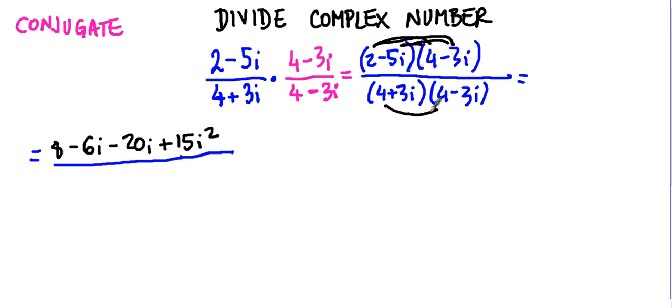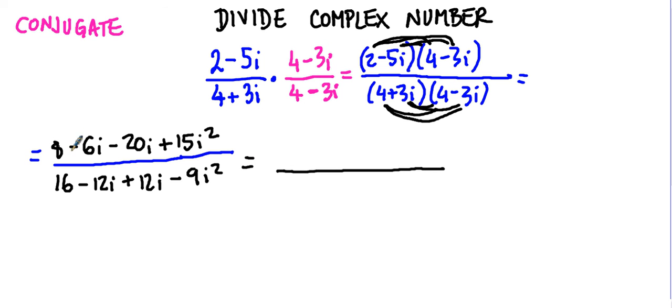In the bottom I have 4 times 4 is 16. 4 times negative 3i is negative 12i. 3i times 4 is positive 12i. And 3i times negative 3i is negative 9i squared.